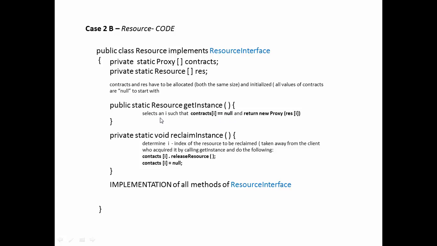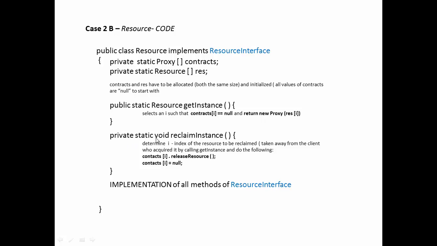We also have to make sure here of what was somewhat forgotten, but has to happen: obviously we have to say contracts at I take equal this new proxy. So we have to retain the value of reference to that proxy.